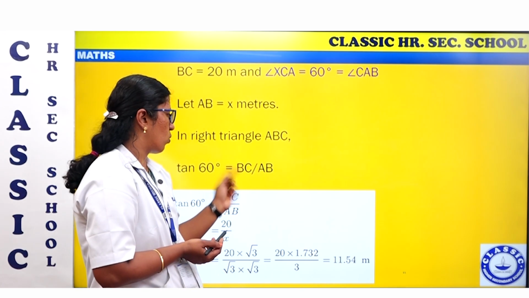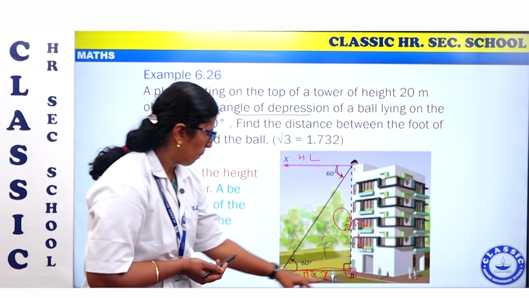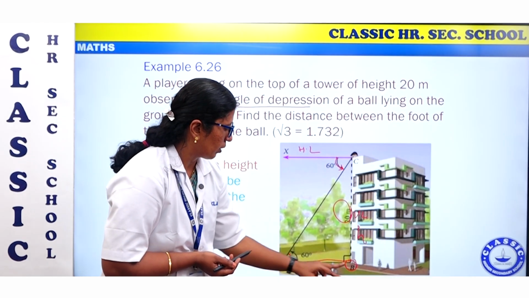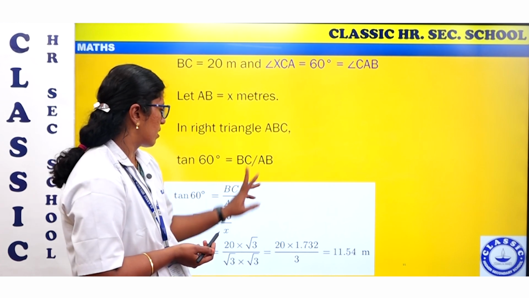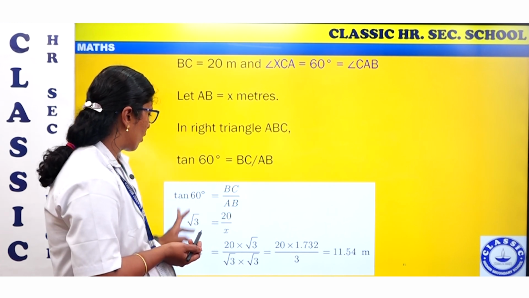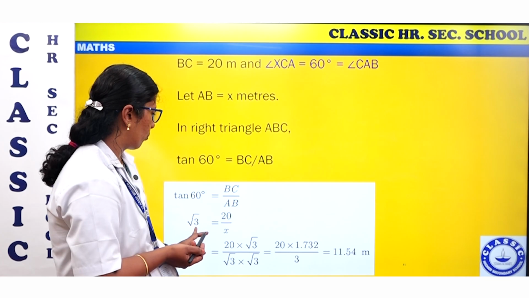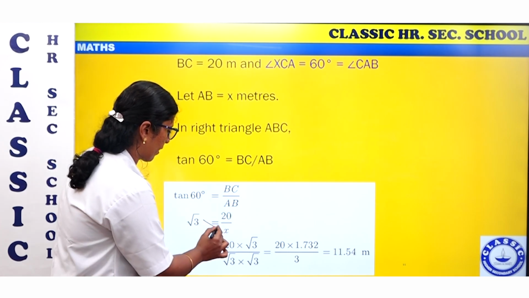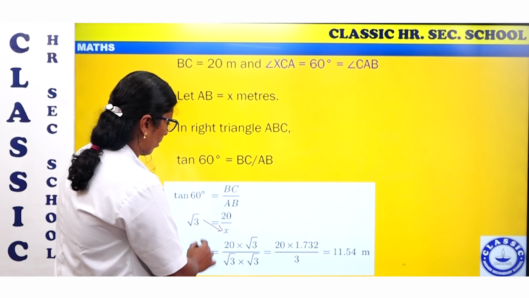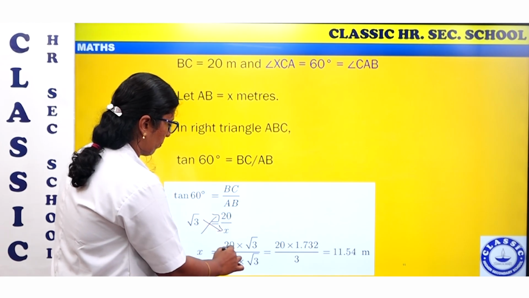So, what is the opposite side? Look at the diagram. BC, the height of the tower, divided by AB. AB, how much is given? x, the distance is not given. So, tan 60 value, just remember from this table, √3. The height of the tower is 20. Here, for x, just make a cross multiplication. So, x is equal to 20 by √3.